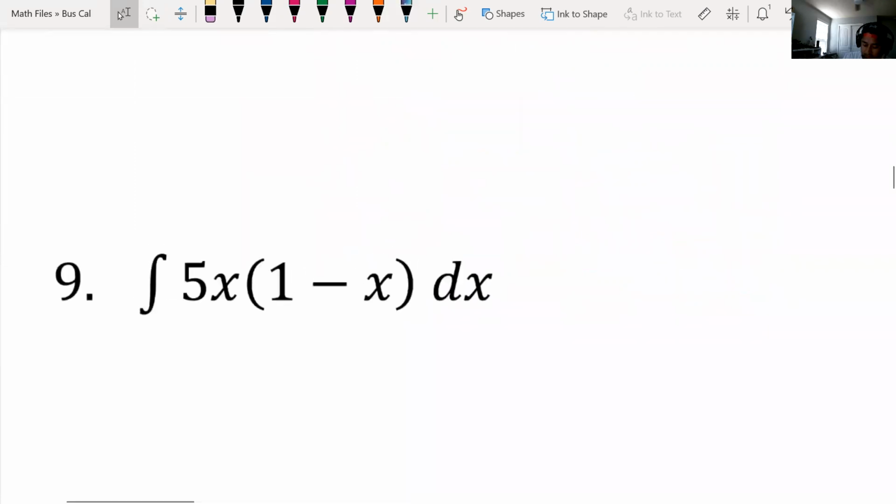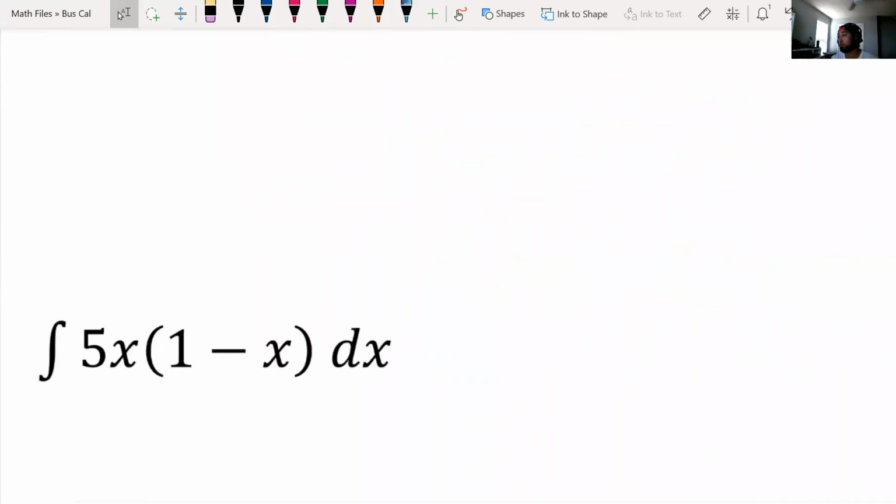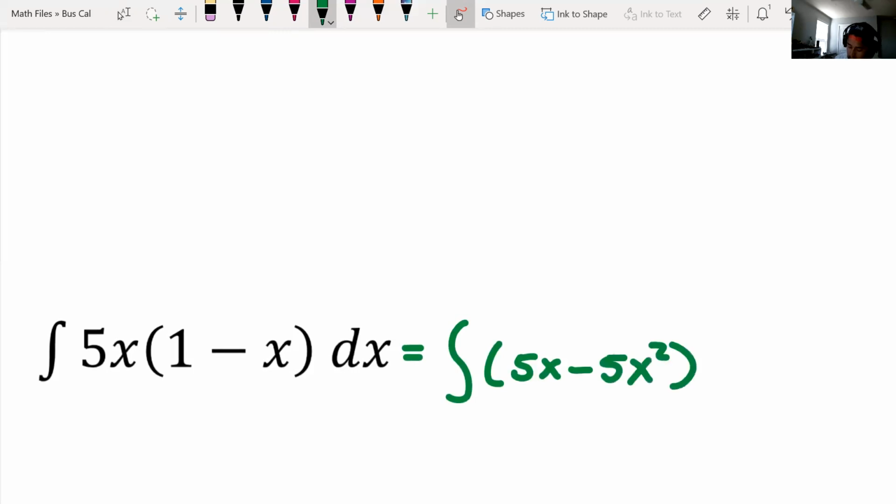Number 9. All right, now we got a little bit more work to do here. You have the integral of 5x times 1 minus x. So we actually have to fix this algebraically before we do anything. What we're going to do first is take that 5x and distribute it into the 1 minus x. So you're going to get the integral of 5x minus 5x squared dx. So I just distribute it to both terms.